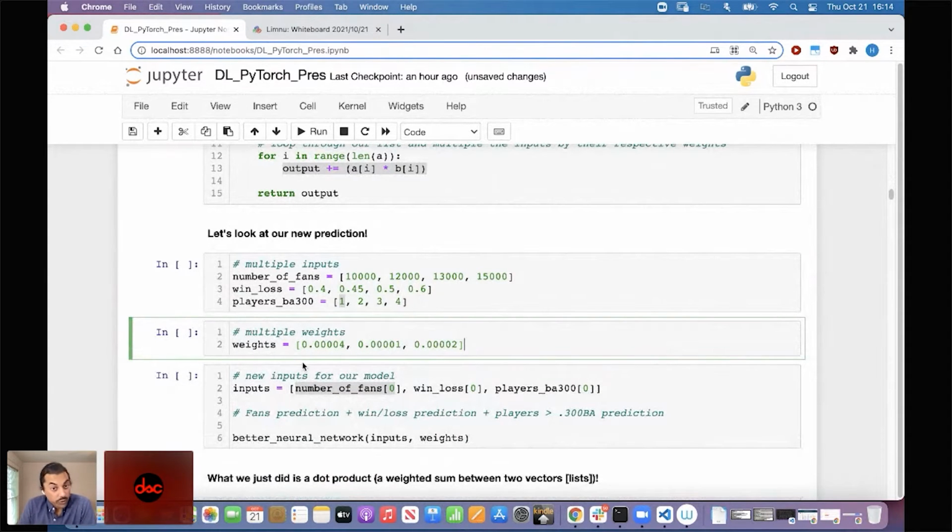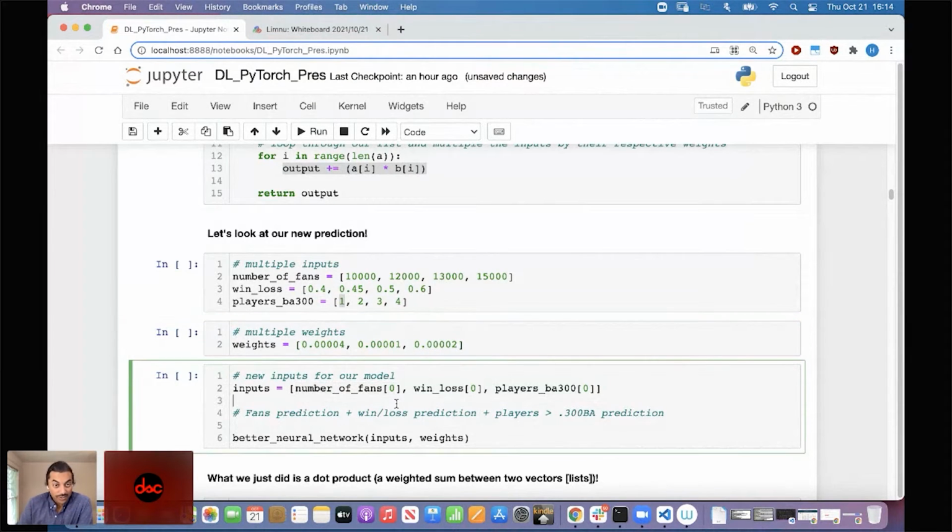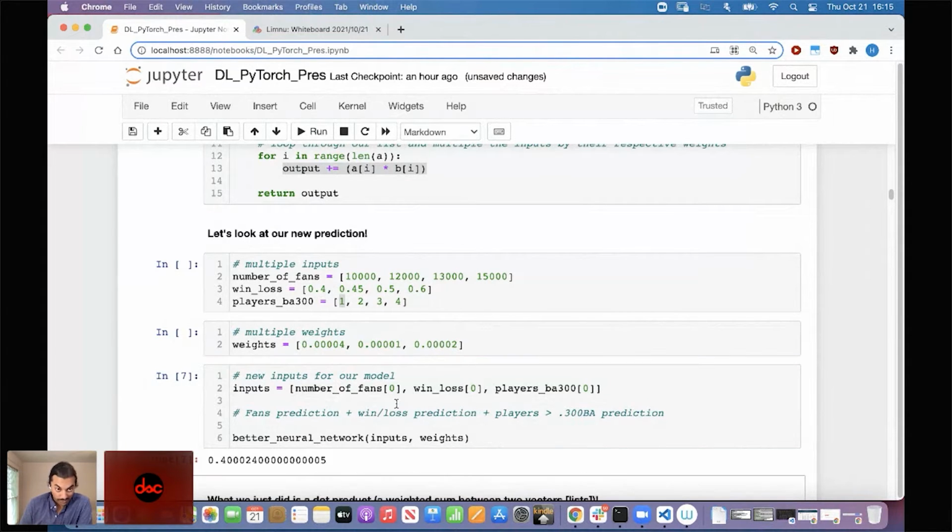These are going to be our weights. So what is that calculation going to look like? Well, 10,000 times that, and then 0.4 times 0.1, and then 1 times that. Is everyone seeing this conceptually, a weighted sum? Okay, let's keep going. So here is now our new and improved neural network.